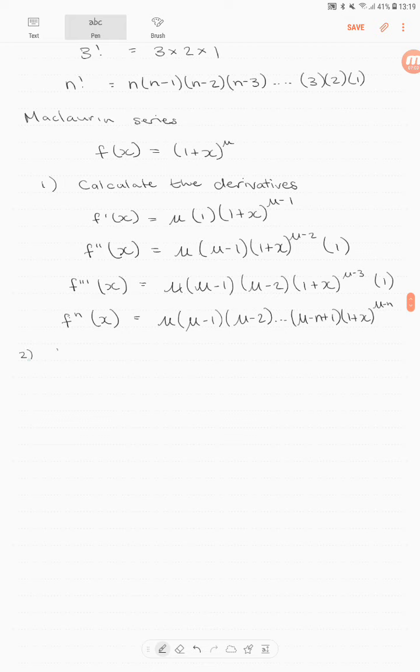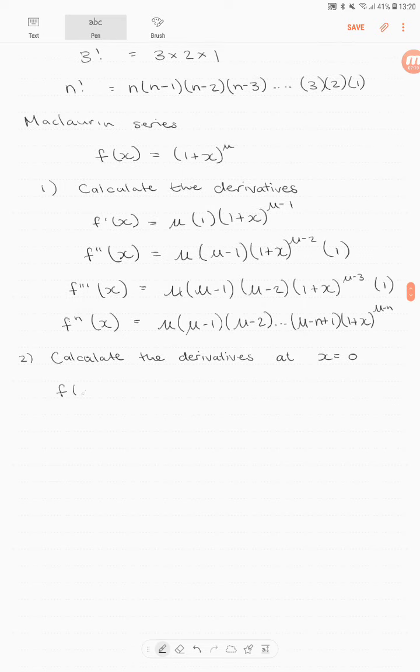Our second step for the Maclaurin series is we calculate the derivatives at x equal to 0. So f of 0 is equal to 1 plus 0 to the power of mu. 1 to the power of anything is 1. F prime at 0 is equal to mu. F double prime at 0 is equal to mu times mu minus 1.